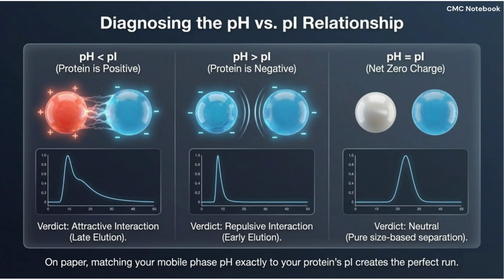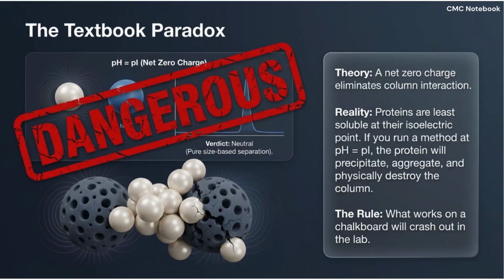On paper, if you match the pH exactly to the pI, the protein has a net zero charge and shouldn't interact with the column at all. This theoretically creates a perfect, neutral size-based separation. However, this leads to a dangerous textbook paradox.